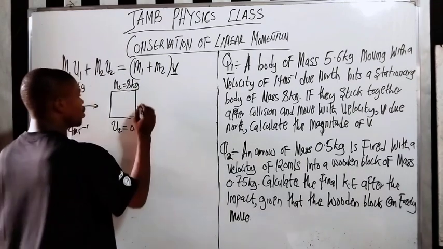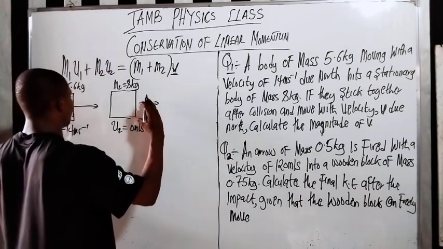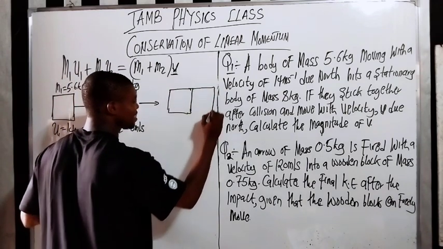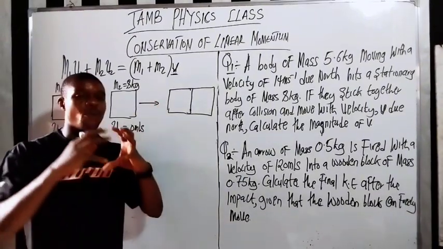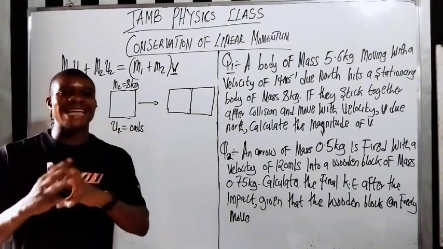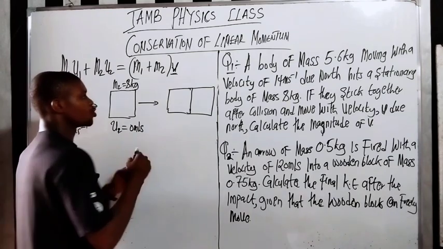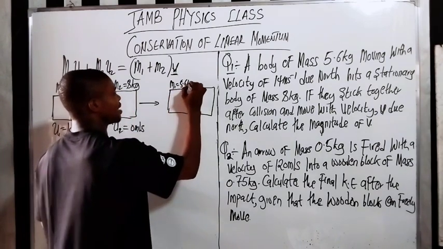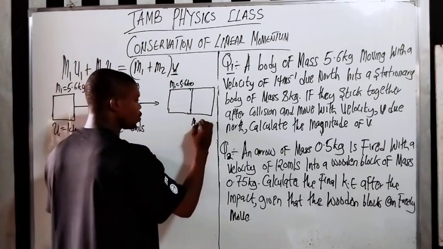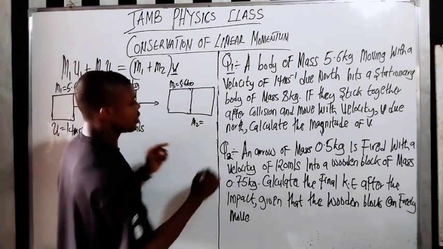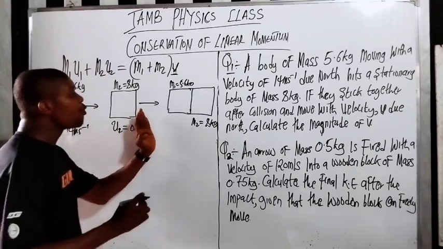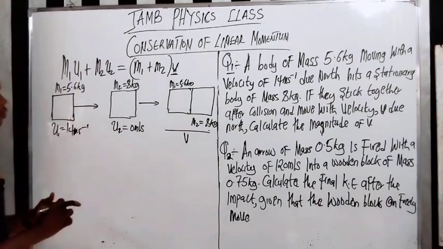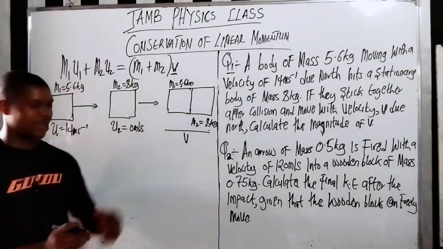If they stick together, now these two bodies stick together. When they stick together, each body still has its own mass. So m1 is still 5.6 kg, and m2 is still 8 kg. But they now move with a common velocity, which is v. Do you understand? So this is what you want to calculate here.